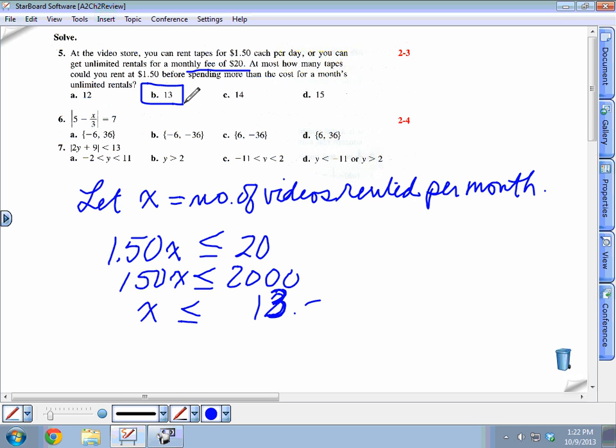Okay, number 6, the absolute value. Now absolute values work a little differently. Remember, whatever's inside that absolute value can be positive or negative, because once I take the absolute value of it, I've got a number without the sign.